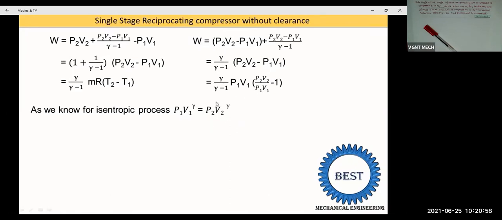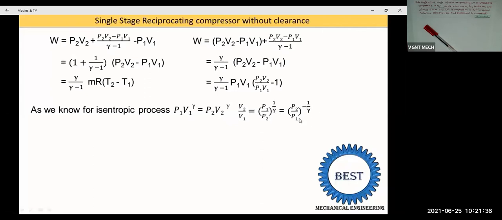From these equations, we find out the value of V2 upon V1. So V2 remains here, V1 comes on the right side and V2 goes on the left side. So we get this equation: V2 upon V1 is equal to P1 upon P2, with power 1 upon gamma. Then we reciprocate the pressure, so instead of P1 upon P2, we write P2 upon P1. So we reciprocate it and the power changes from negative to positive.